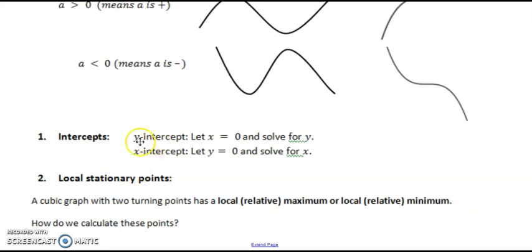When we want to calculate the y-intercept, we make x equal to 0. When we want to calculate the x-intercepts, we let y be equal to 0 and solve for x. For the local stationary points, a cubic graph with 2 turning points has a local maximum or a local minimum. How do we calculate these points?